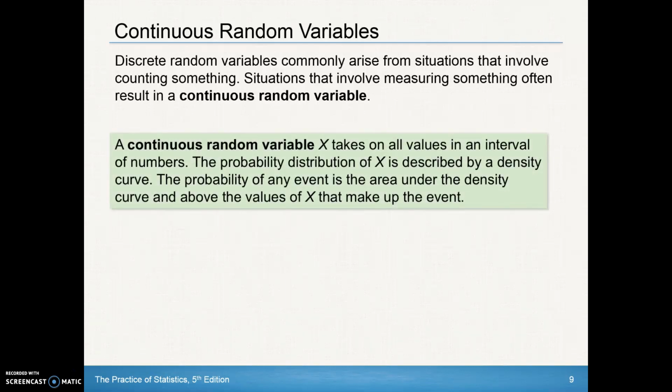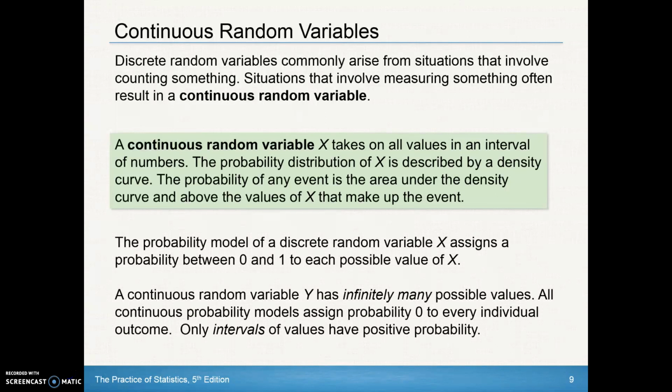So a continuous random variable x takes on all values in an interval of numbers. The probability distribution of that variable is described by a density curve. And remember, a density curve, again, has to be drawn above the horizontal line, and the area underneath the curve has to be 1. The probability of any event is the area under the density curve and above the values of x that make up the event. Okay? So the normal curve is really what we're going to be looking at a lot in this situation, and we've had a lot of practice on that in the past.